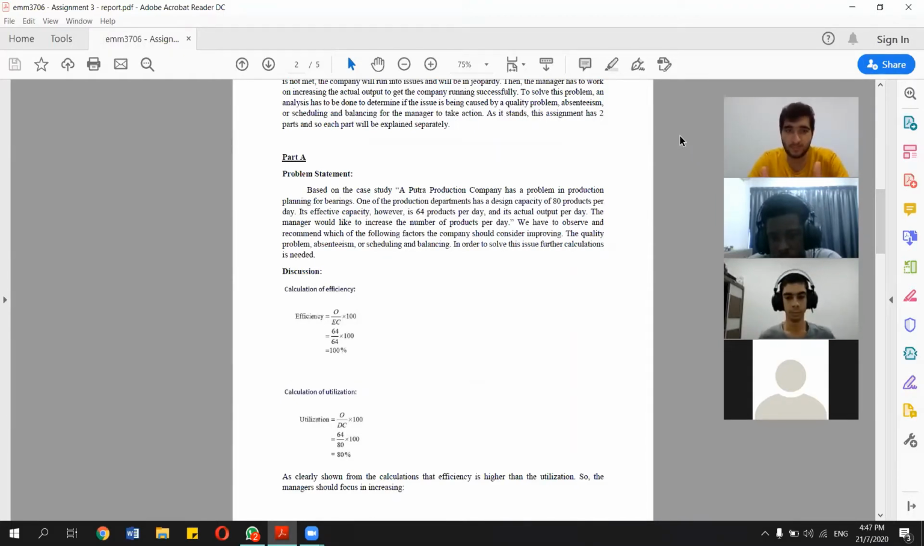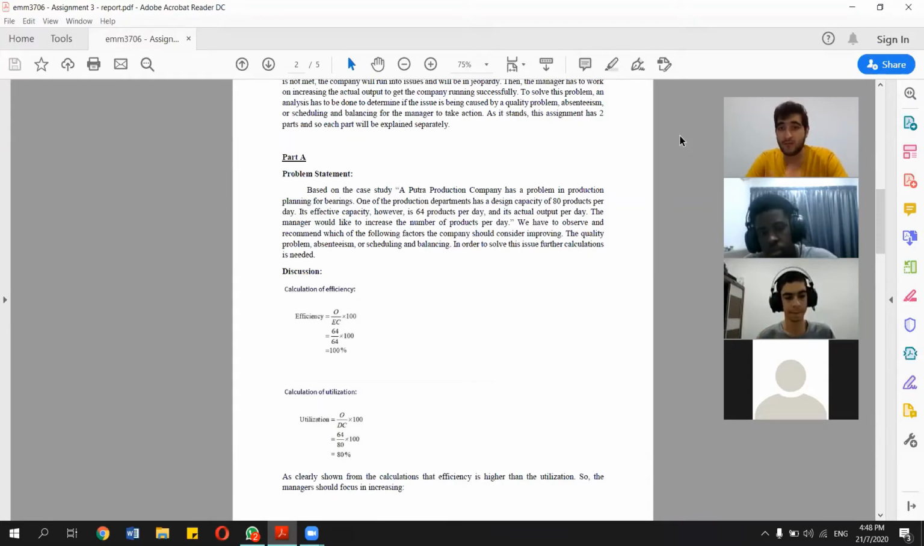So for part A, the problem statement, as was briefly mentioned in the introduction: Putra Production Company has a problem in production planning for bearings. However, the design capacity per day is 80 products, but their effective capacity and their actual output is only 64 products per day. So we can already see they're having a bit of a wide gap between their design capacity and their effective capacity.